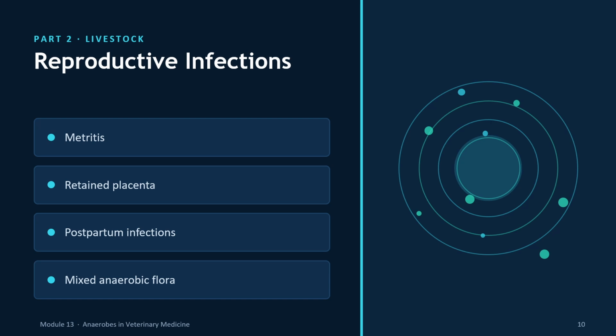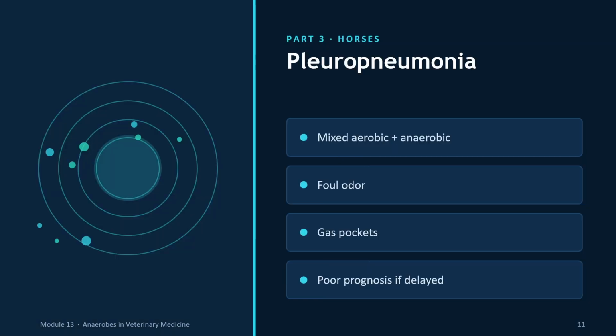Postpartum reproductive infections often involve anaerobes. Retained placenta creates a low oxygen environment perfect for anaerobic growth. Metritis is usually polymicrobial, with anaerobes contributing to foul odor and systemic illness.